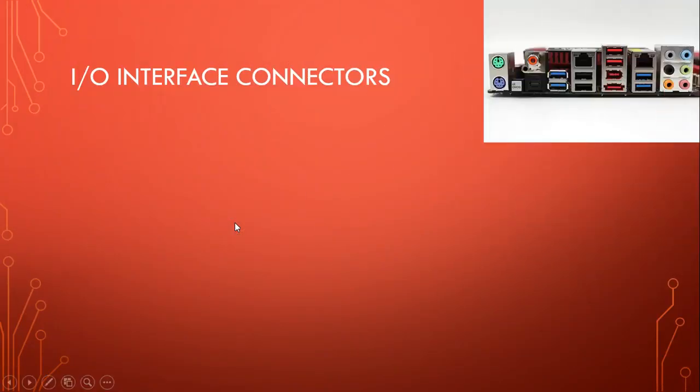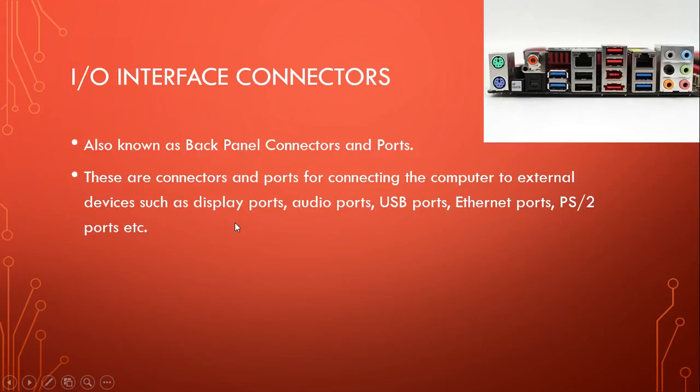All right, here's the last one, which is the I/O interface connectors. These are also known as the back panel connectors and ports. We already talked about the front panel. This is for your back panel. These are connectors and ports for connecting the computer to external devices such as display ports, audio ports, USB, Ethernet, and PS2 ports. And we'll talk more about these different kinds of connectors in a later lesson. But for now, this is all you need to know.